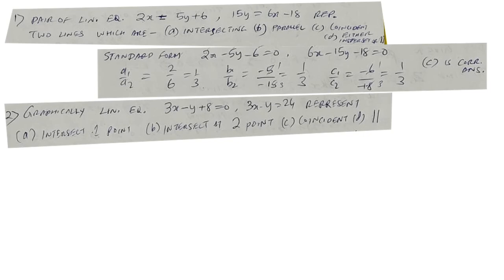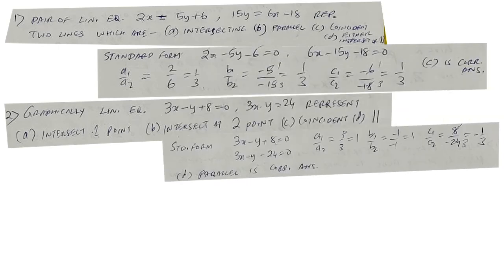Graphically, linear equations 3x minus y plus 8 equal to 0 and 3x minus y equal to 24 represent what kind of lines? Do they intersect at one point? Do they intersect at 2 points? Are they coincident or are they parallel? These are the options A, B, C, and D. So again, writing it in standard form, 3x minus y plus 8 is already in standard form. And second equation is 3x minus y minus 24 equal to 0.